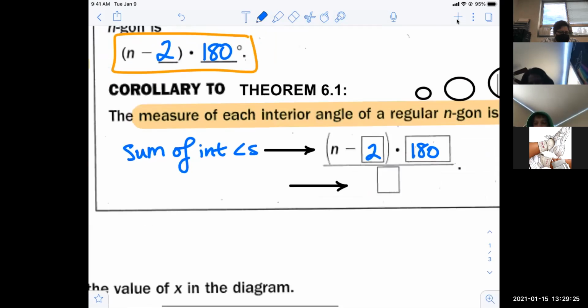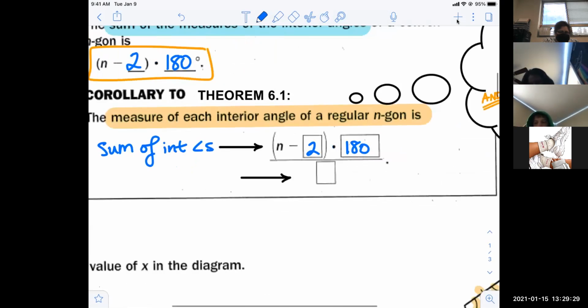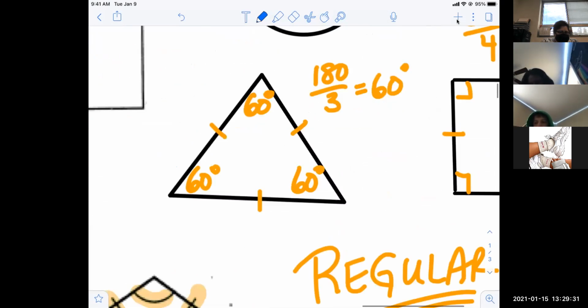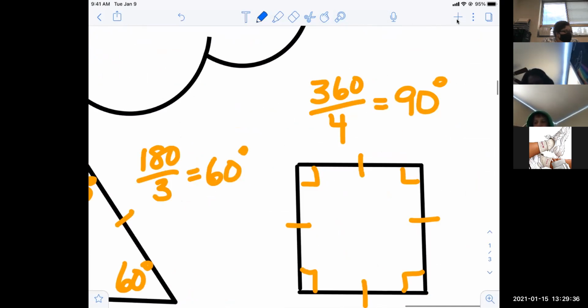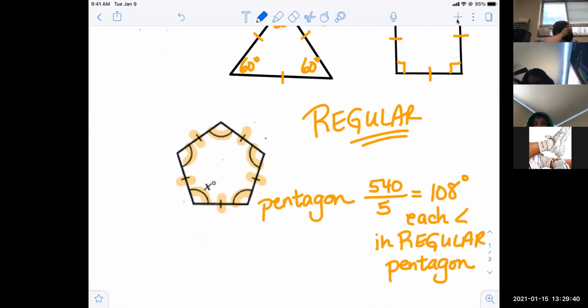And then what are you dividing by? We're trying to find the measure of one of the angles in the regular polygon. Here we did 180 divided by 3. The whole sum is 180, we divided by 3. Here our sum was 360, we divided by 4. It's n because why? How many sides? Yep. It's also the number of angles.